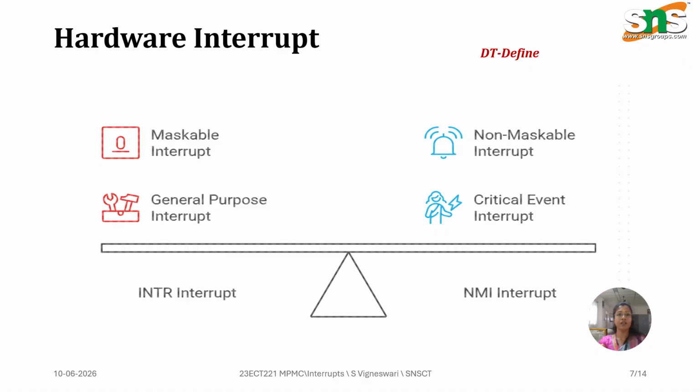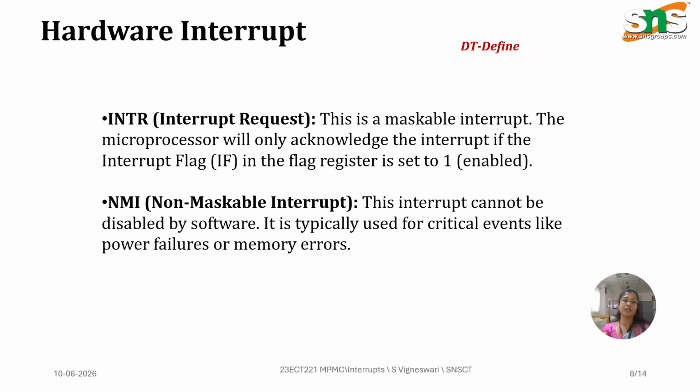Next comes the non-maskable interrupt, NMI. As the name suggests, it cannot be disabled by software, and whenever an NMI occurs, the processor must respond immediately. Typical applications include power failure detection, emergency shutdown, memory parity errors, and critical system faults. NMI is like a fire alarm in a building: regardless of what you are doing, you must react immediately. So the hardware and NMI interrupts have been discussed.